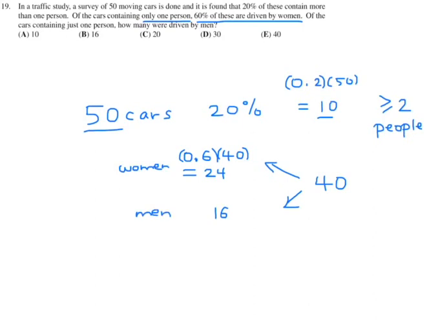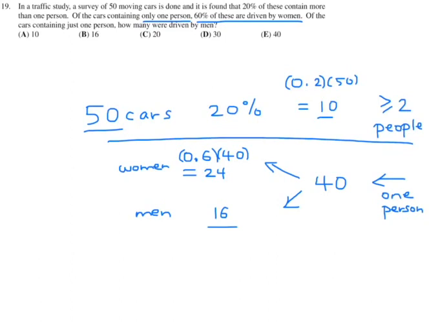Of the cars containing just one person, so these ones, one person only, how many were driven by men? All right, well, we figured it out. It's 16. So 19 would be B.